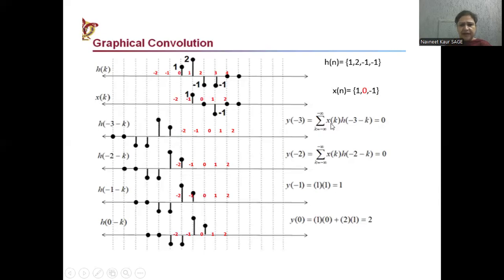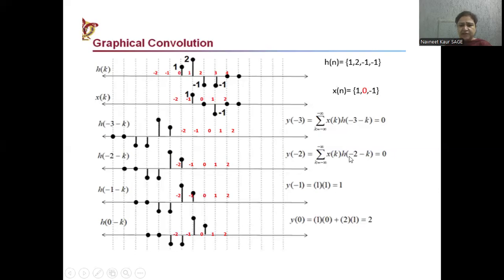Now, if I multiply according to this formula, x[k] into h[minus 3 minus k], we will see that the product of these two sequences will be 0, because h[minus 3 minus k] starts after minus 2, whereas x[k] starts from minus 1. When these samples exist, the other samples are 0. So the product is always 0.